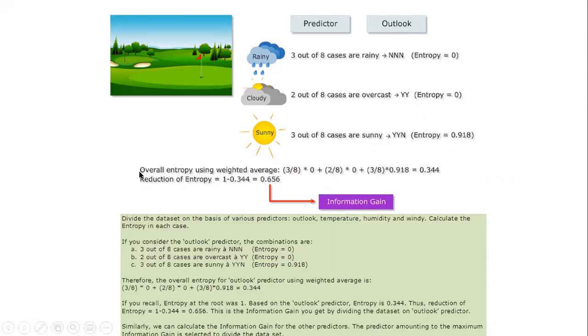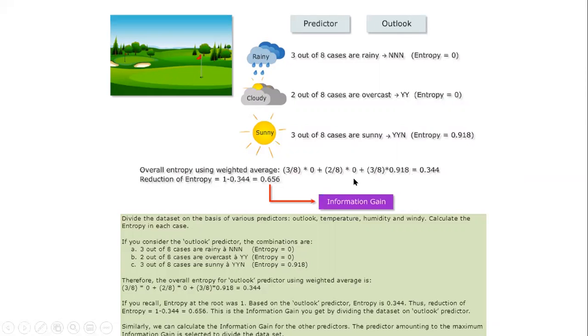So for the overall entropy we use weighted averages, right? For the rainy case, it is 3 by 8. How many times did it rain? 3 by 8 times. Multiply by the entropy. How many times was it cloudy? Multiply by the entropy. How many times was it sunny? Multiply by the entropy. So this is the total entropy for Outlook, for this particular feature, 0.344.